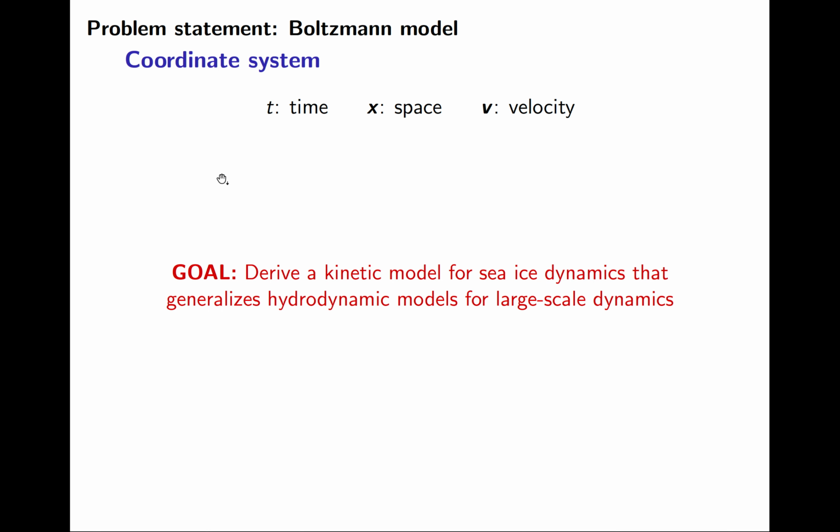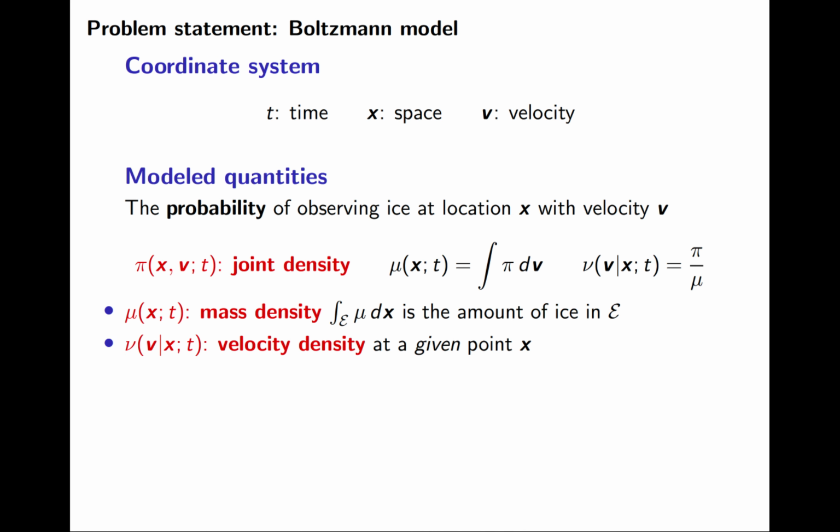So that's going to be kind of where we start in this somewhat strange coordinate system. And instead of trying to model things like sea ice thickness or a velocity field or energy, we're going to model the probability of observing sea ice at location x with velocity v. So the unknown, the quantity of interest, is this probability density function, which I'm denoting by pi, or this joint density function over space and v. And again, this is the probability of ice being at location x and with velocity v.